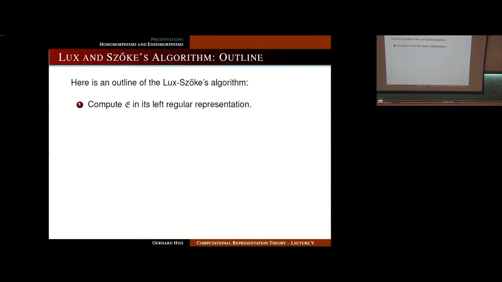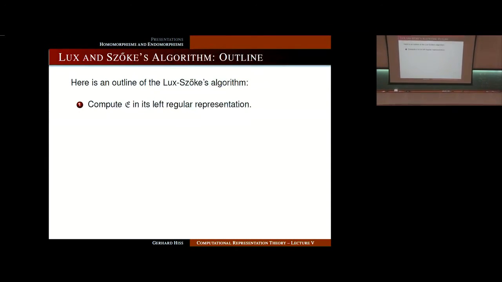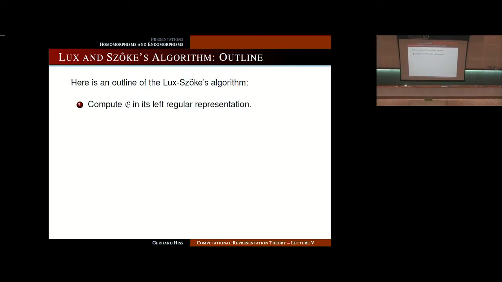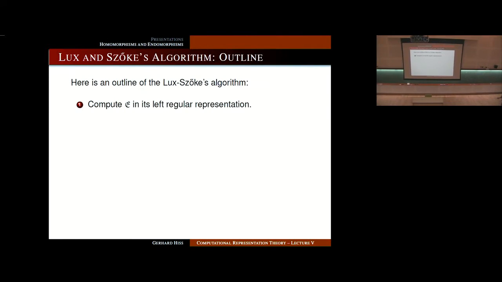So here's an outline. Compute E. So first compute a basis of E and then compute a matrix representation, the left regular matrix representation of E. So this is restricted to modules such that the endomorphism algebra is of a dimension where this is possible, maybe a few thousand perhaps.